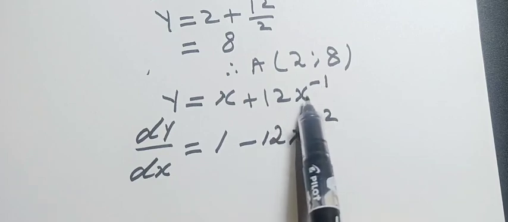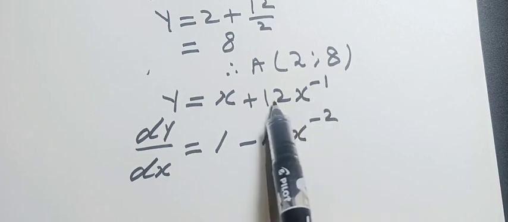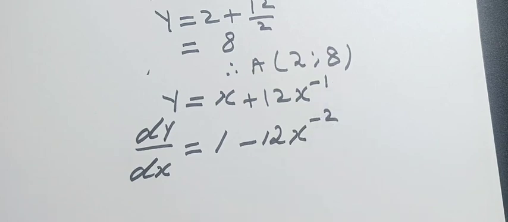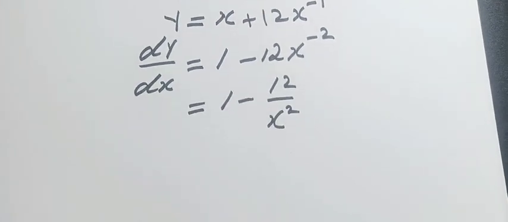Must remember I apply the derivative: negative 1 times 12 is negative 12, and negative 1 minus 1 is negative 2. Now I'm going to write it with positive exponents: 1 minus 12 over x power 2. So I have the derivative now.